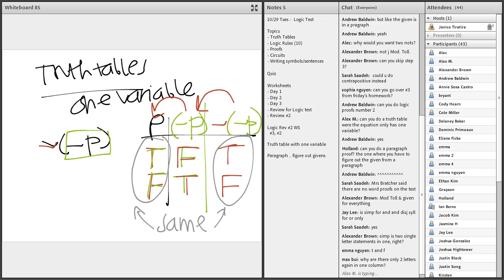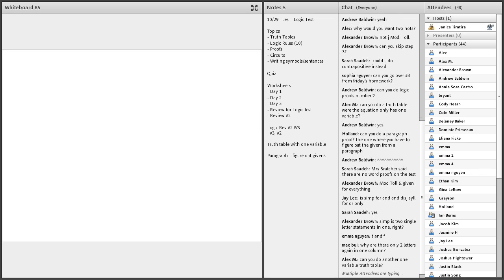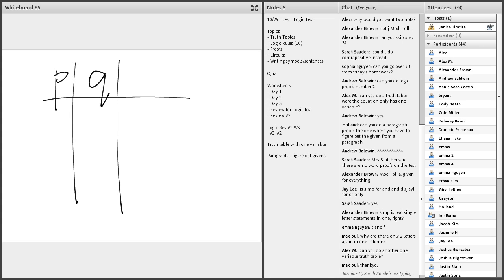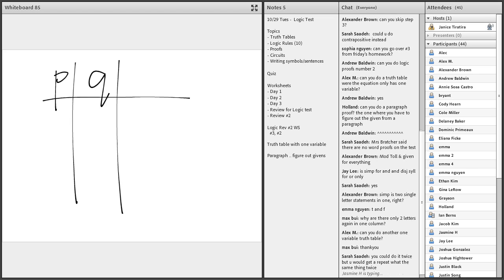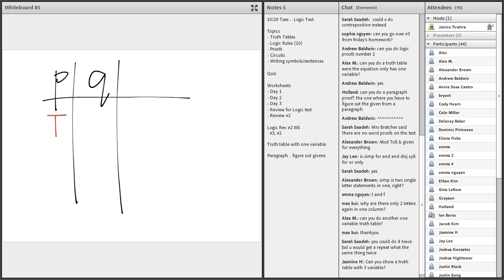There's only two letters in one variable because you're only dealing with one statement. Say, I like chocolate. So it's either true or false. That's your only two options. There's no multiple choice. The reason why, when you have two letters, let's say you have P and Q, like I like chocolate, and the other one is I like fruits. So that means one combination could be, yes, I like chocolate, yes, I like fruits.